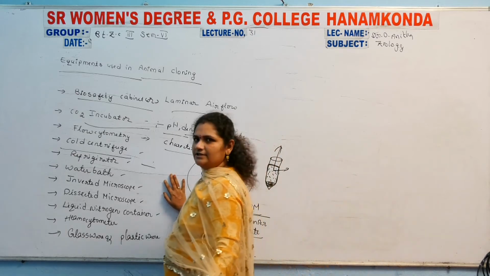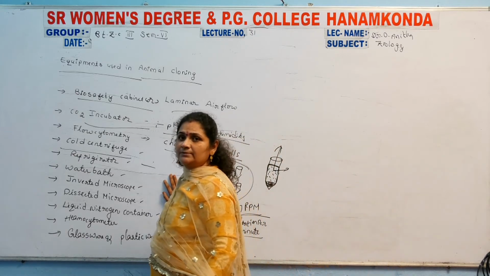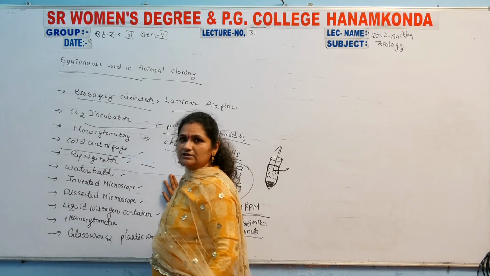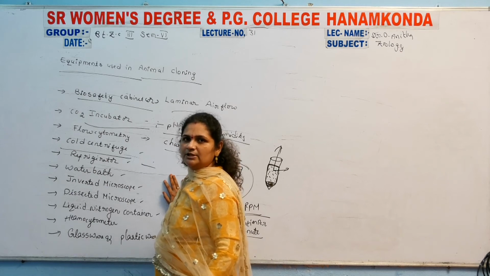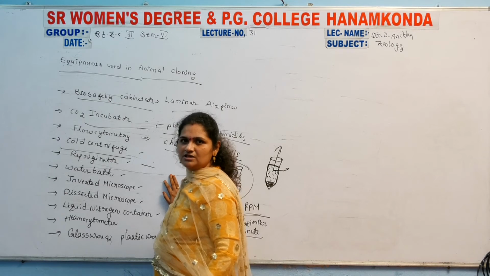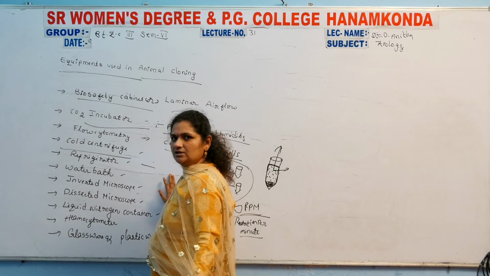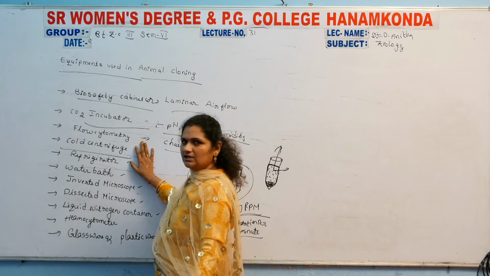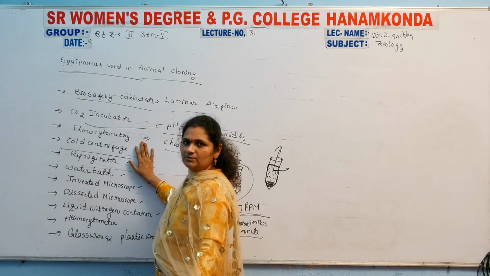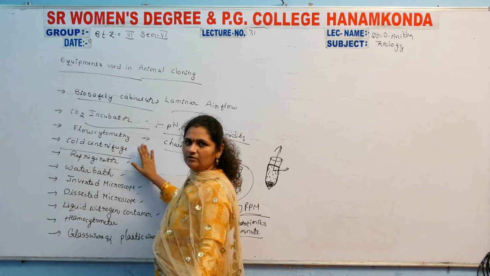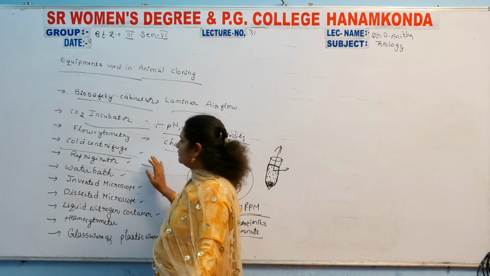It is a cold centrifuge, mainly used for the separation of molecules. The purpose and functioning of the centrifuge is always the separation of molecules. Here also the centrifuge separates the molecules, the solute and solvent, with the help of the centrifuge.